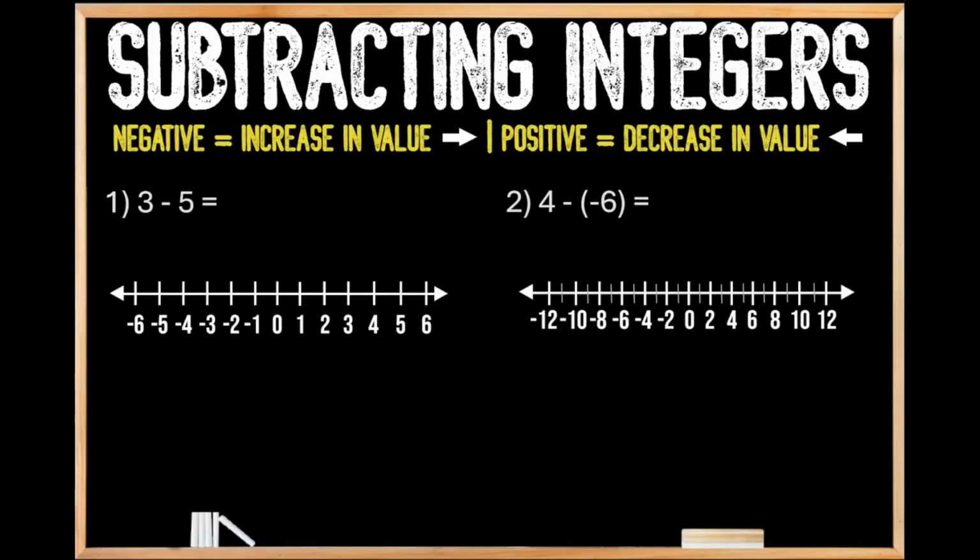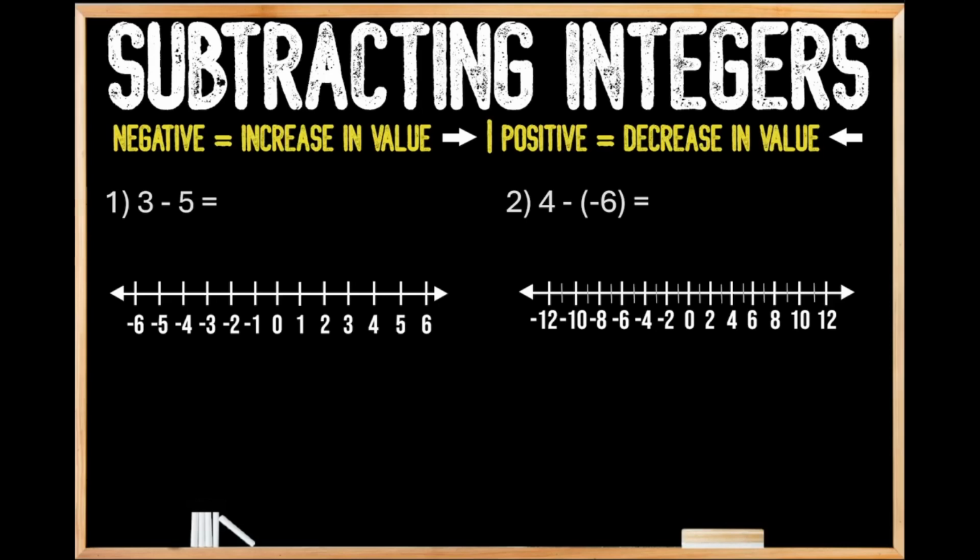Today we're going to be looking at how to subtract integers using a number line. We have a couple of examples that we're going to work through together here, so let's get started. For question number 1, we're being asked to subtract 5 from 3.